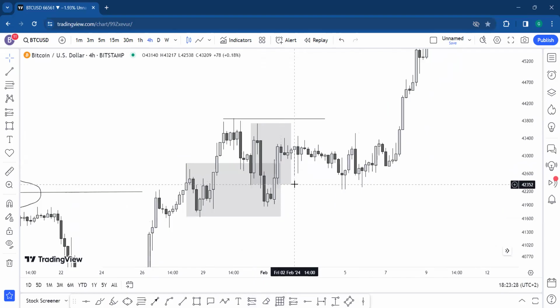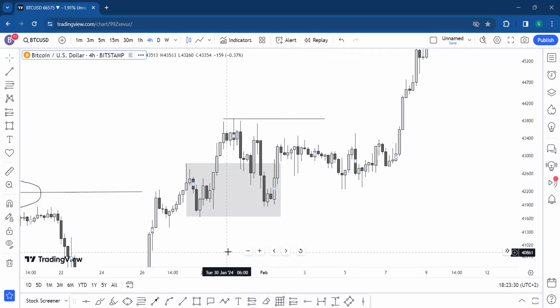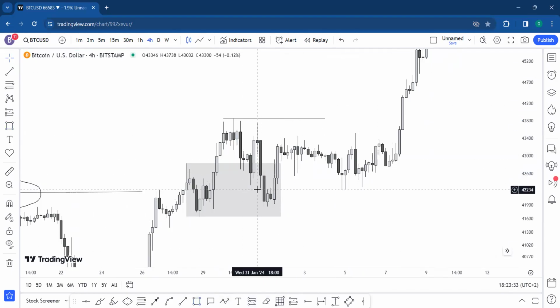So if you go on M15 at this point, this was the last price action before price actually went down, right? Meaning that you actually have something like this.